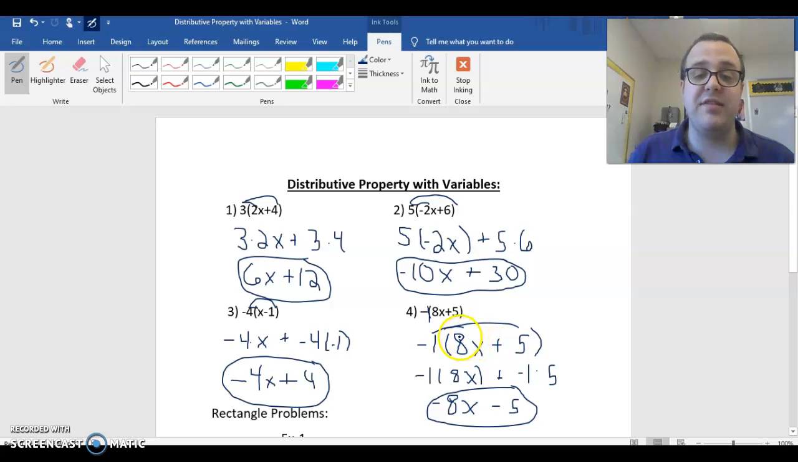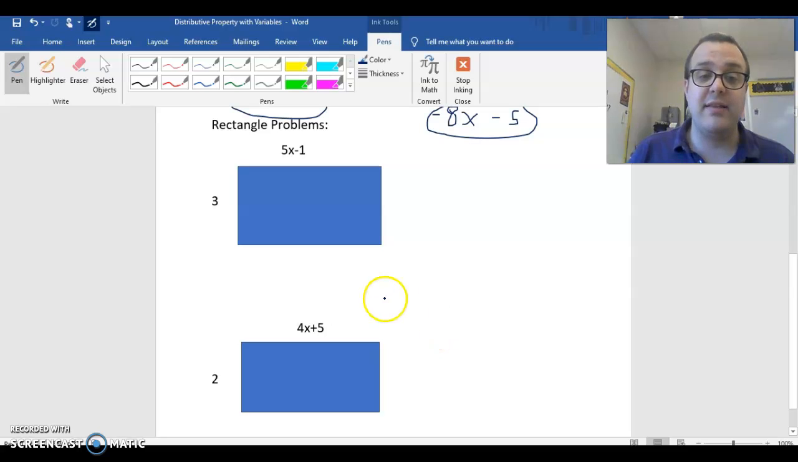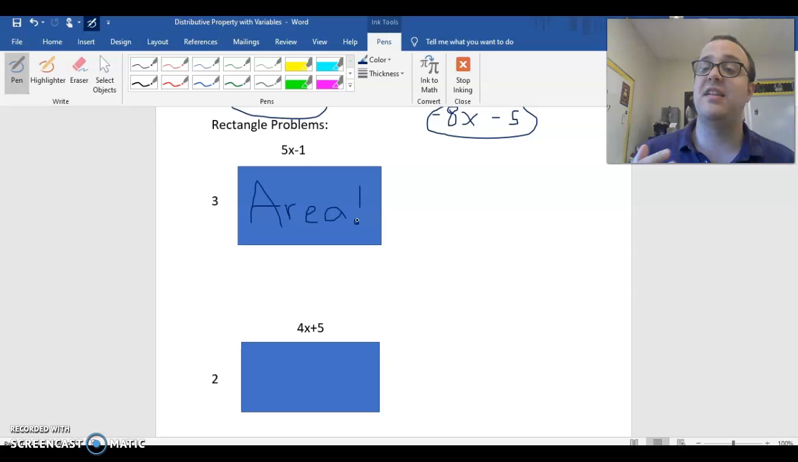One other kind of problem that they sometimes like to throw at you when you're doing this are problems involving rectangles. Okay, they'll show you a rectangle and they'll say, hey, find the area of this rectangle. What's the area of the rectangle? Now, if you think back to geometry last year, you'll go, okay, area of a rectangle. I add up all the sides, right? That's the perimeter. For the area, we want to multiply the two sides together. So in this case, I'm going to be multiplying 3 by 5x minus 1.